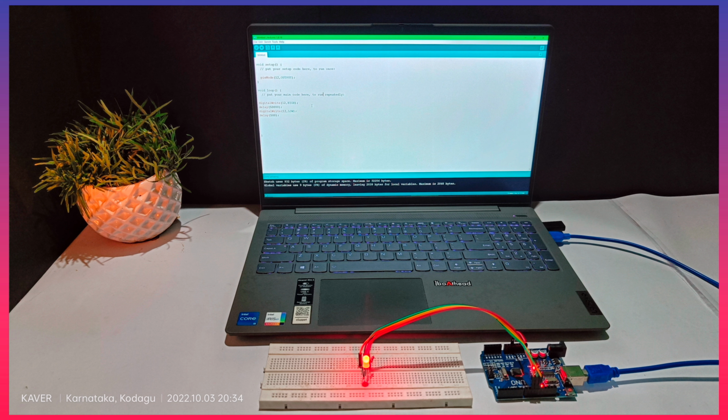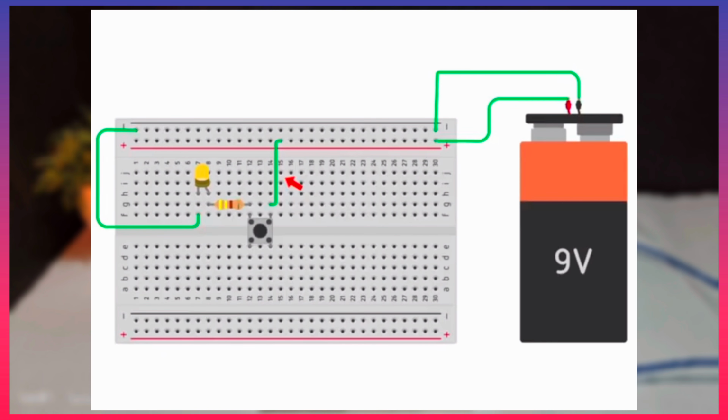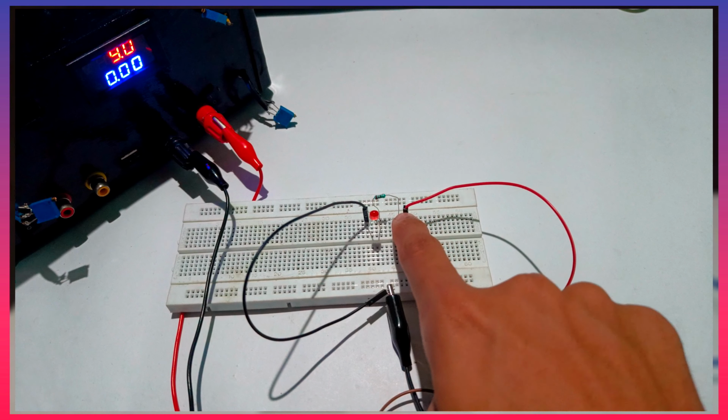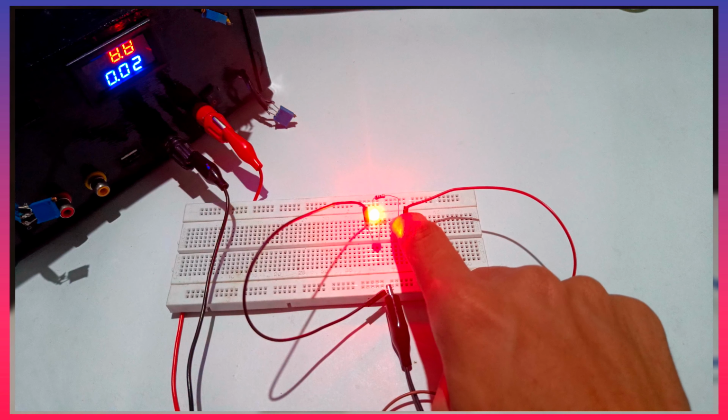Now, let us add a push button to the previous circuit and use it to change the state of the LED. The image shows the proper connections. The LED anode is connected to the second power rail, that is the positive voltage, through a resistor and a push button. Let's see the live setup connection. When the push button is pressed, the LED glows as expected.